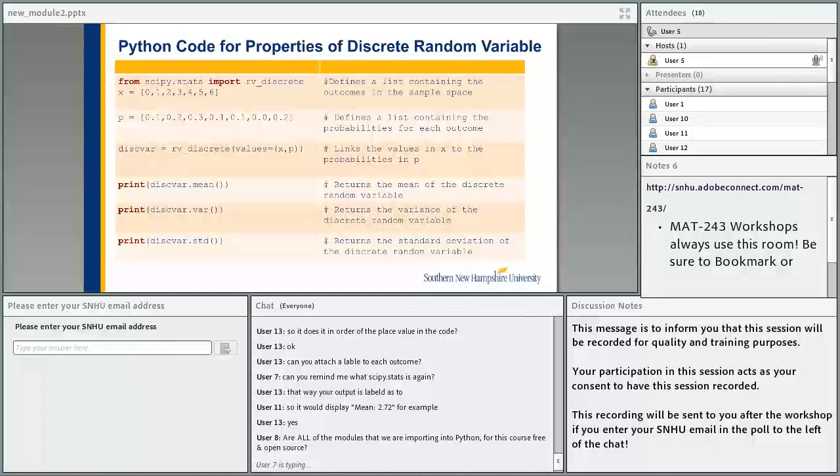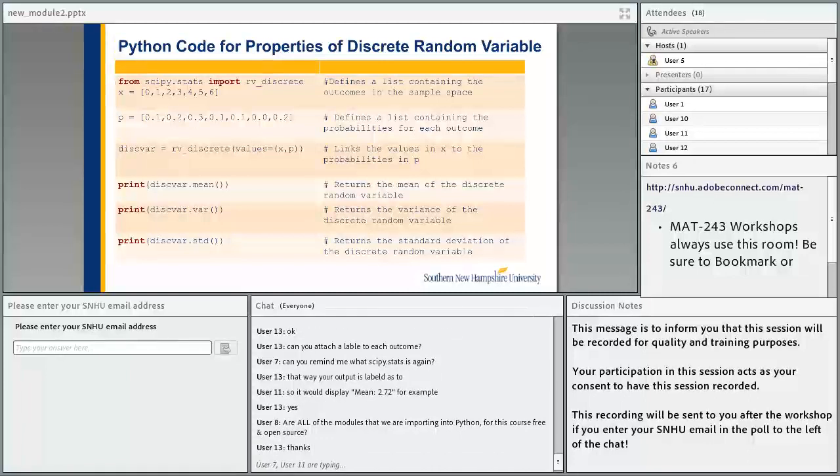Oh, I like the idea of labeling it, and I'm sorry I didn't do it. So I will keep that in mind as a suggestion for next term. So the first value was the mean, second was the variance, and the third was the standard deviation.